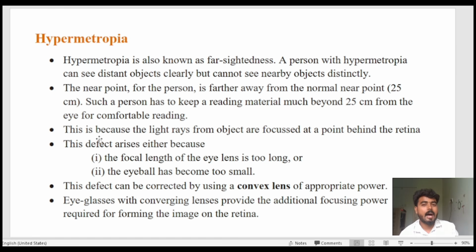Now, how to correct hypermetropic vision? By using a convex lens of suitable power. Now, it's time for key points. What is the meaning of hypermetropia? It is also known as farsightedness. I can see far objects clearly. Third one, reason: focal length is too long, eyeball is too short. Fourth one, how to correct hypermetropic vision? By using a convex lens of suitable power.